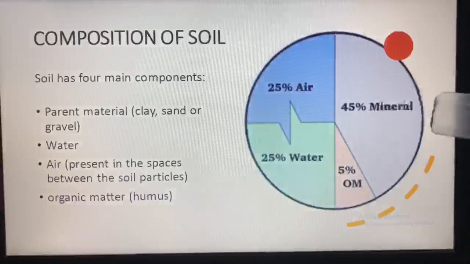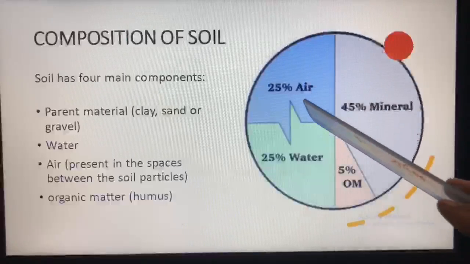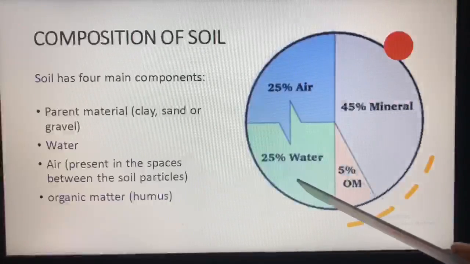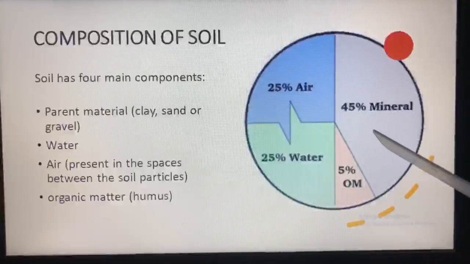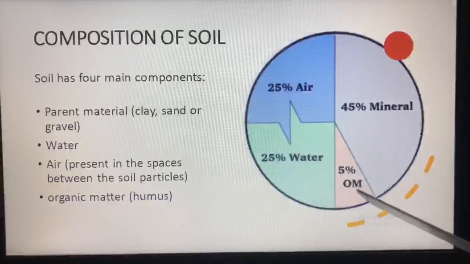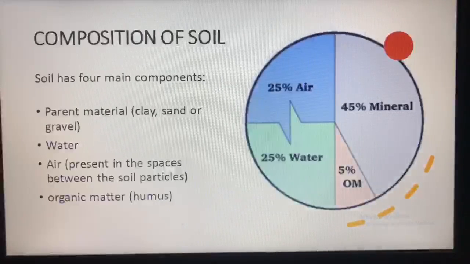So here is a figure. How much? 25% of air, 25% of water, 45% of minerals, and 5% of organic matter is present. So this is the composition of soil. So what does the composition of the soil contain? 25% of air, 25% of water, 45% of minerals, and 5% of organic matter.